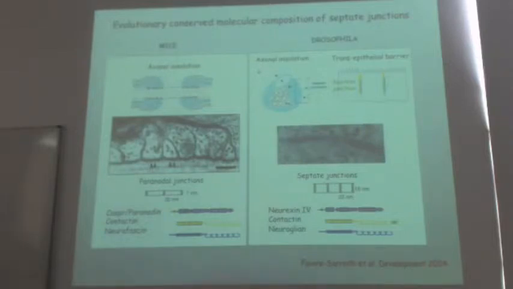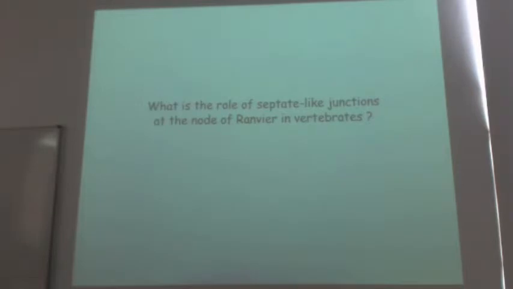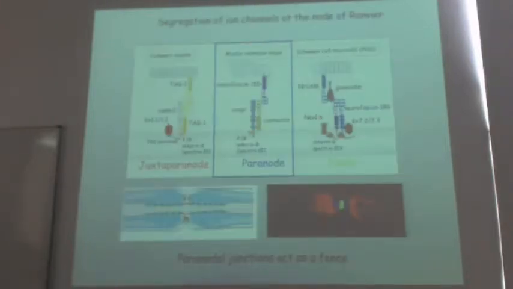So, what is the role of the paranodal junctions at the node of Ranvier in vertebrates? Let me start with a classical introduction about the different molecular complexes that are formed at the node, paranode, and juxtaparanode. We have already seen that the paranodal junctions are made of Caspr and Contactin, expressed at the level of the axon, and facing Neurofascin 155, which is expressed by the glial loops.